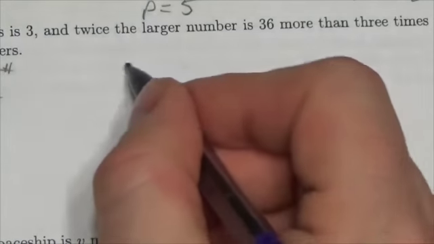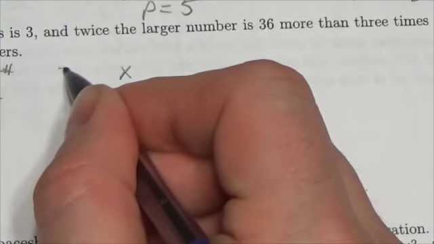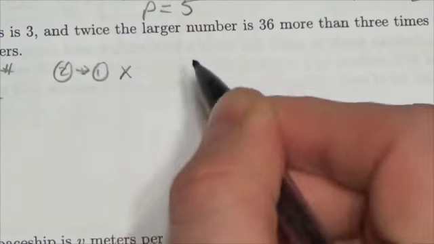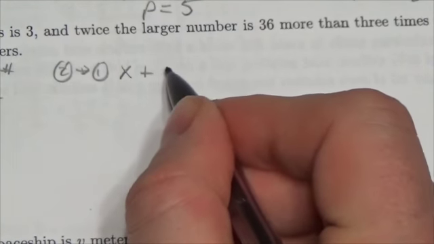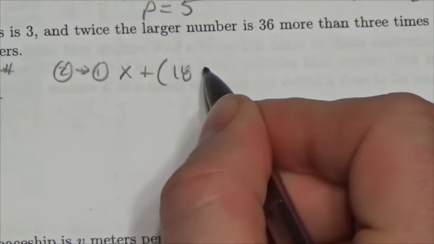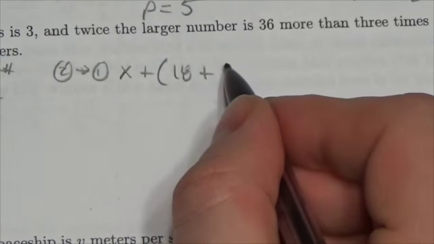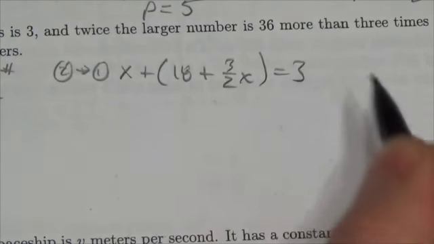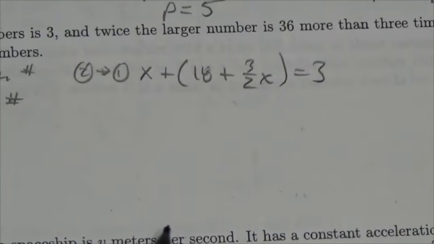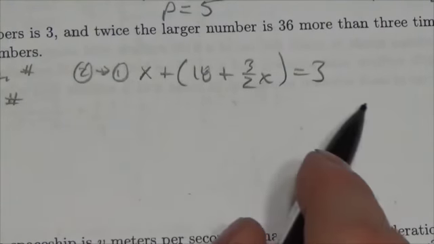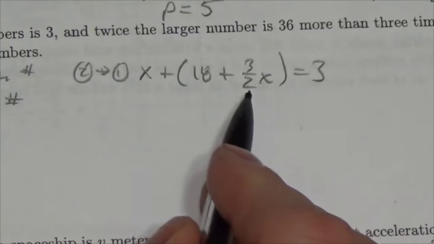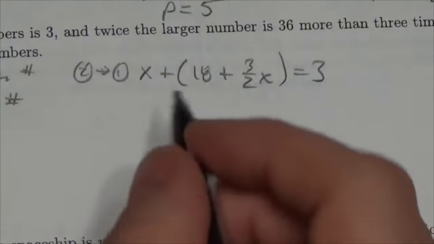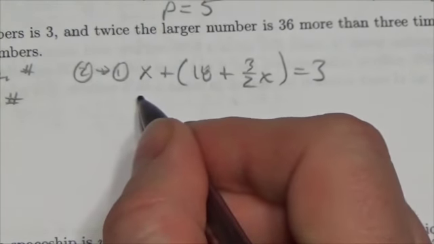So this will become x. So I'm going to take equation 2 and plug it into equation 1, and that'll get me something that looks like this. x plus 18 plus 3 halves x is equal to 3. Okay, now I'm going to multiply everything through here by 2 just to get rid of that fraction, because I know nobody wants to see that fraction there. So I'm going to multiply everything by 2.